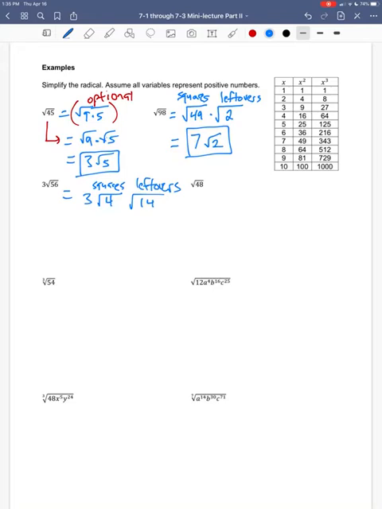The square root of 4 is 2. So there's really a multiplication there. And then 3 times 2 is just 6. So I would just get 6 times the square root of 14.